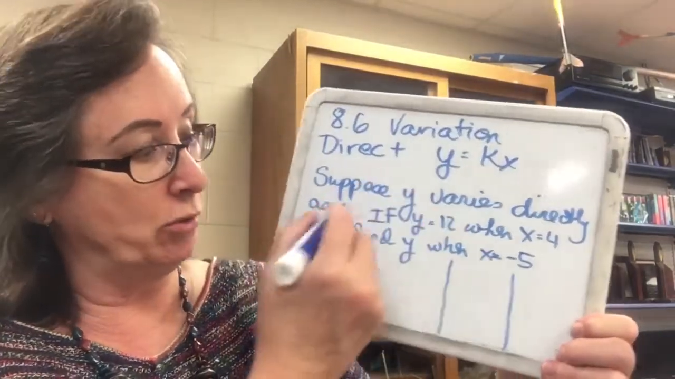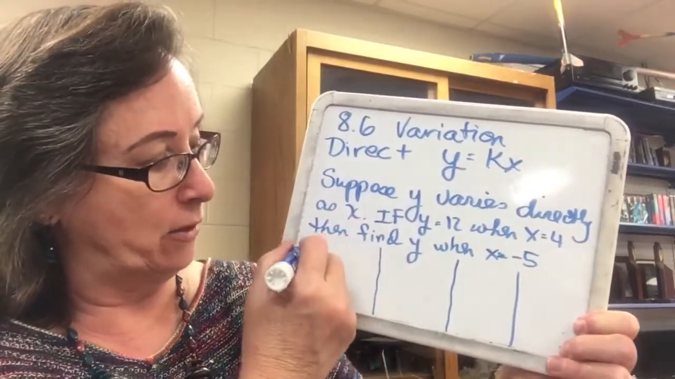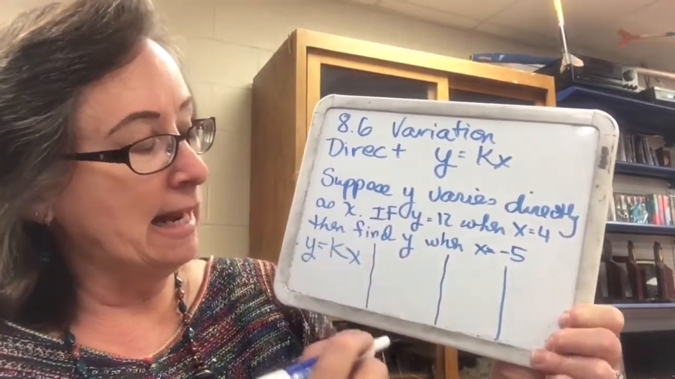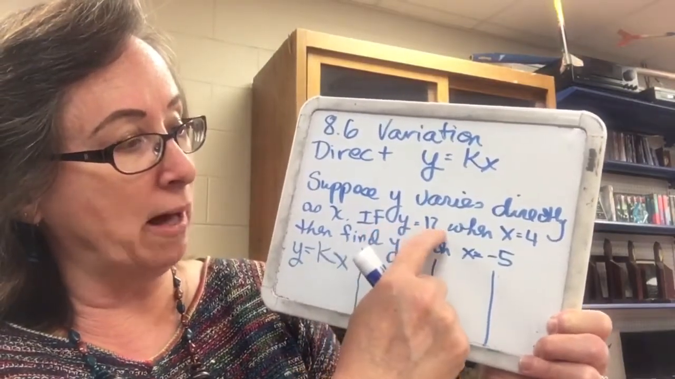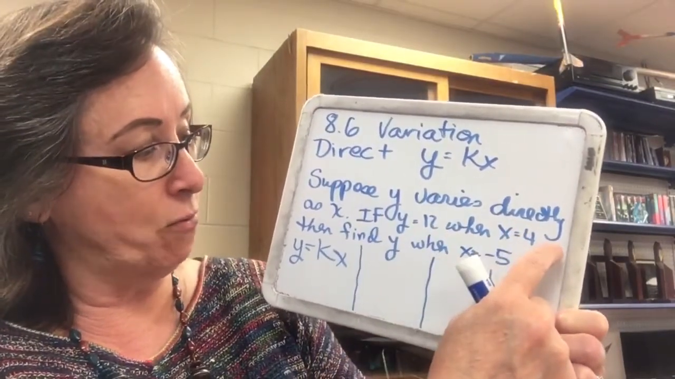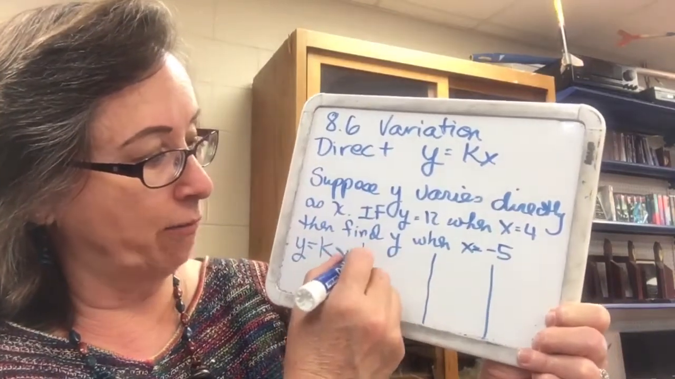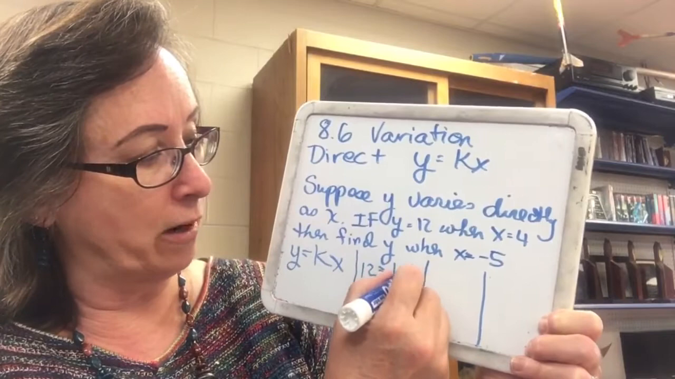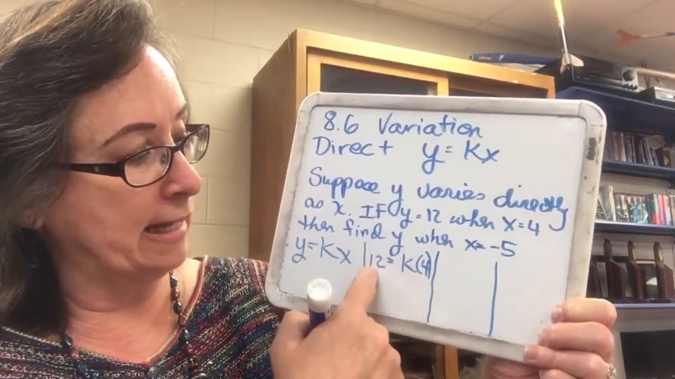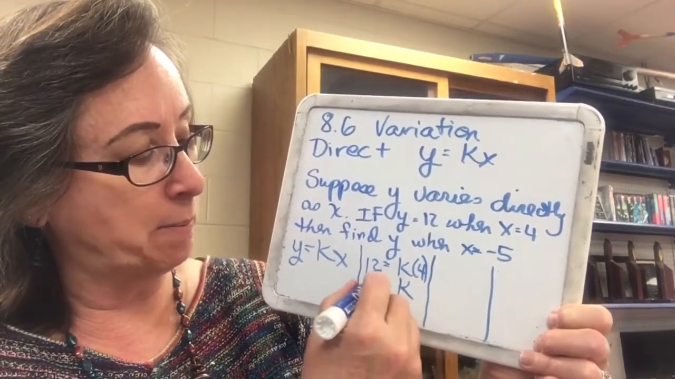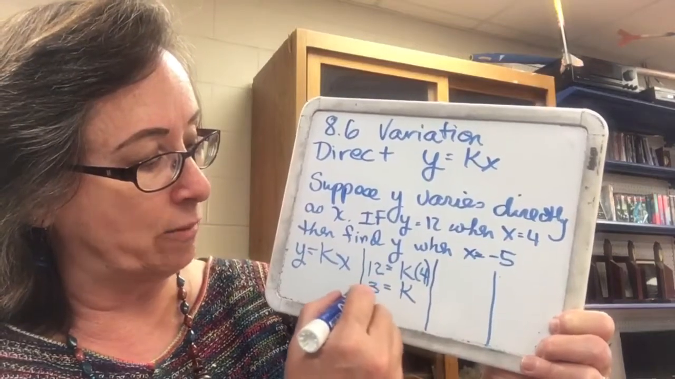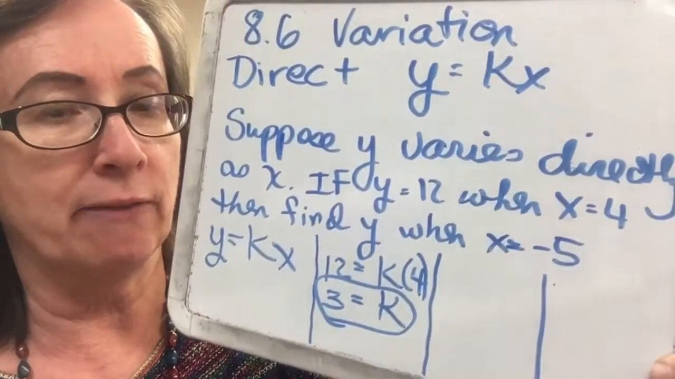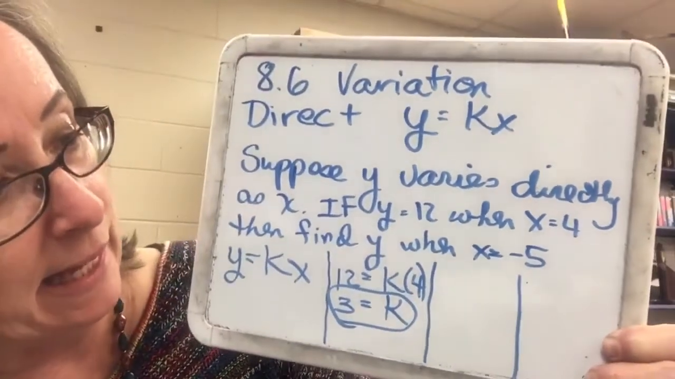Okay, so it says suppose y varies directly as x. So I'm going to use the same equation I have up here. y is kx. Now it says if y is 12 when x is 4, then I've got 4k is 12, divide both sides by 4, and I get k is 3. So I find my k with the information they give me, okay?